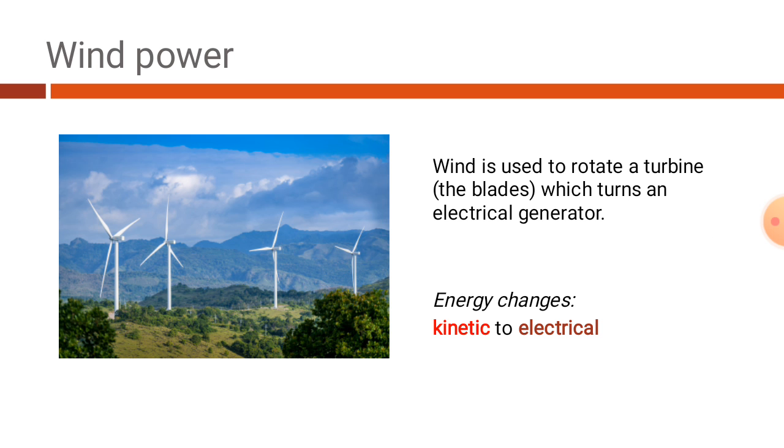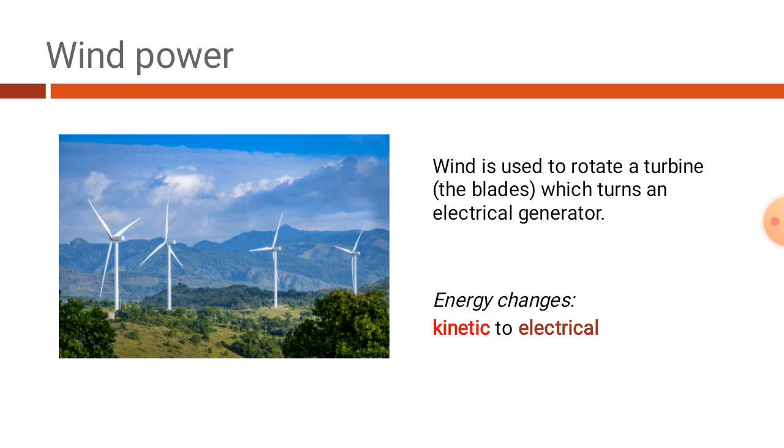Our next system is the wind power system. Wind is used to rotate a turbine which turns an electrical generator. So these are windmills. These windmills are connected to the generators. These generators have massive magnets which produce electricity when they are being rotated. So what are the energy changes which happen inside them? The kinetic energy is converted into electrical energy.